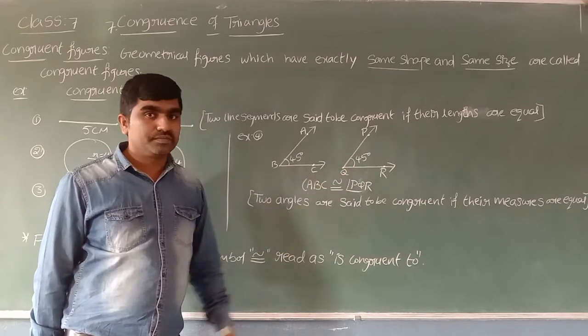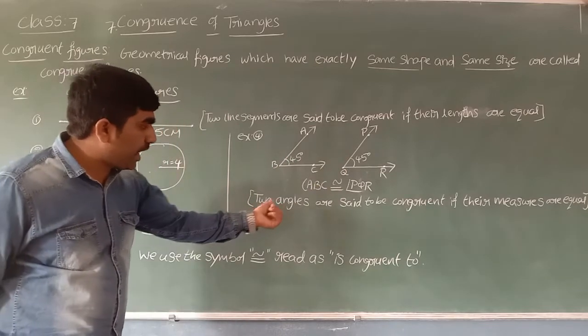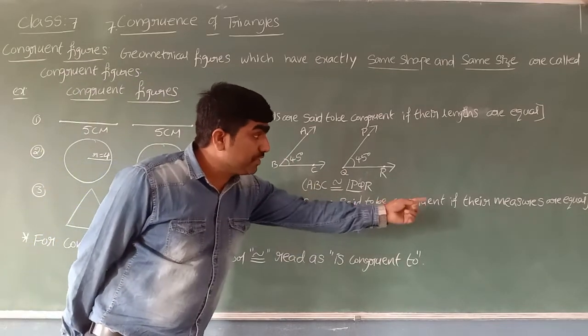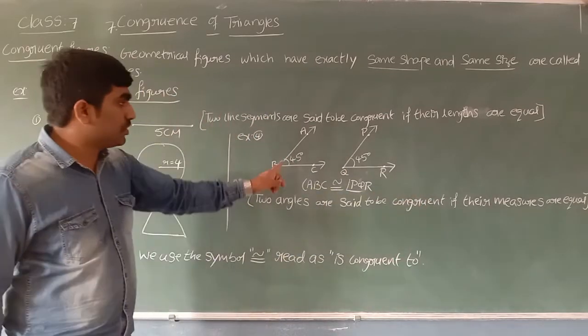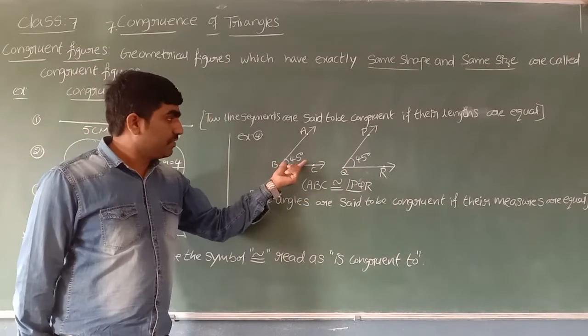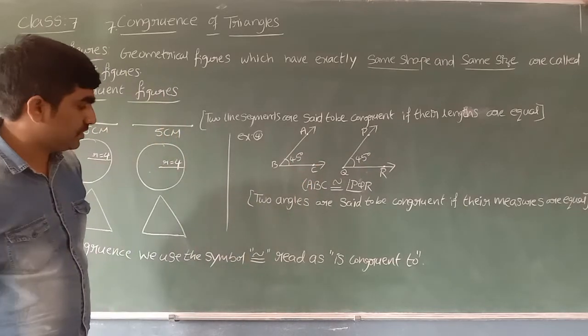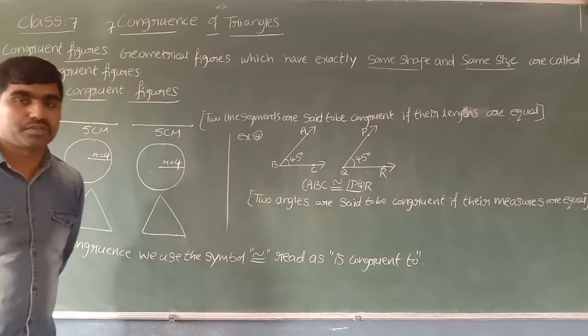Both are congruent. When can we say two angles are congruent? Two angles are said to be congruent if their measures are equal. Both should measure the same: first one 45, next also 45 degrees. If measures are equal, we can say both are congruent. This is about some examples of congruency.